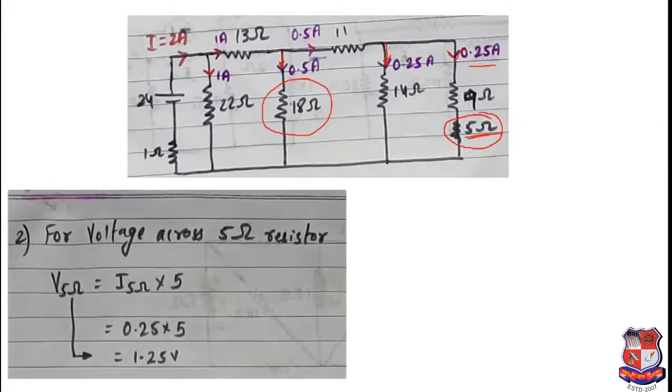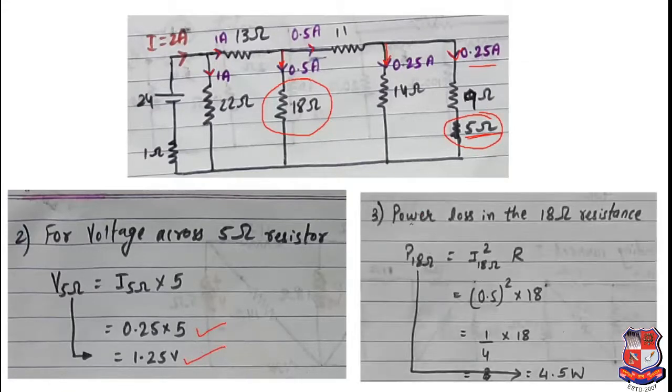Now we were asked two things. First is the voltage across this 5 ohms and second is the power loss in this 18 ohm resistor. So we know how to find the voltage across this 5 ohms. It will be the current flowing through this 5 ohms multiplied by the resistance. The current flowing is 0.25 and the resistance is 5 ohms. So 0.25 multiplied by 5 gives you 1.25. Similarly, what will be the power loss in this 18 ohm? It will be the current flowing in this 18 ohm resistance squared, multiplied with the resistance. So you will get 4.5 watt.